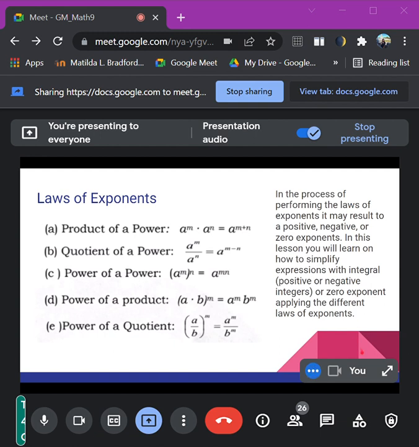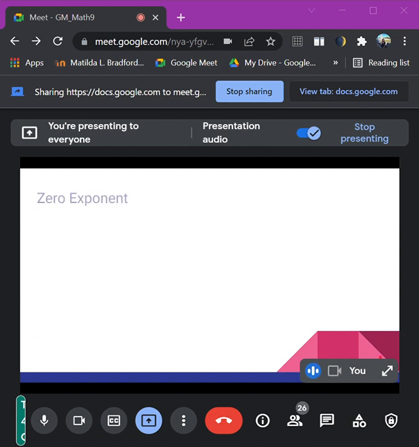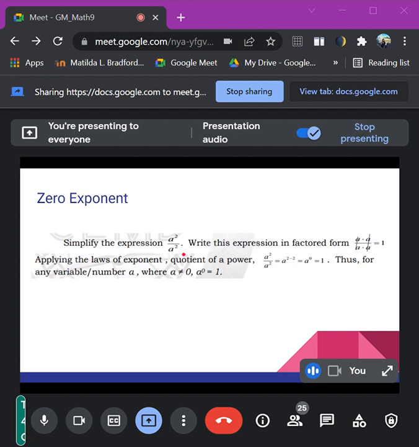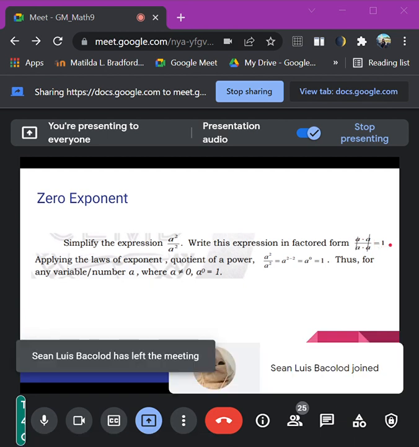Okay, now let's proceed with our zero exponent. Actually, this zero exponent is one of the easiest among all in simplifying exponents. We have here: simplify the expression A raised to 2 over A raised to 2. Write this expression in factored form: A times A over A times A. If you cancel, since it is division, that is equivalent to 1.